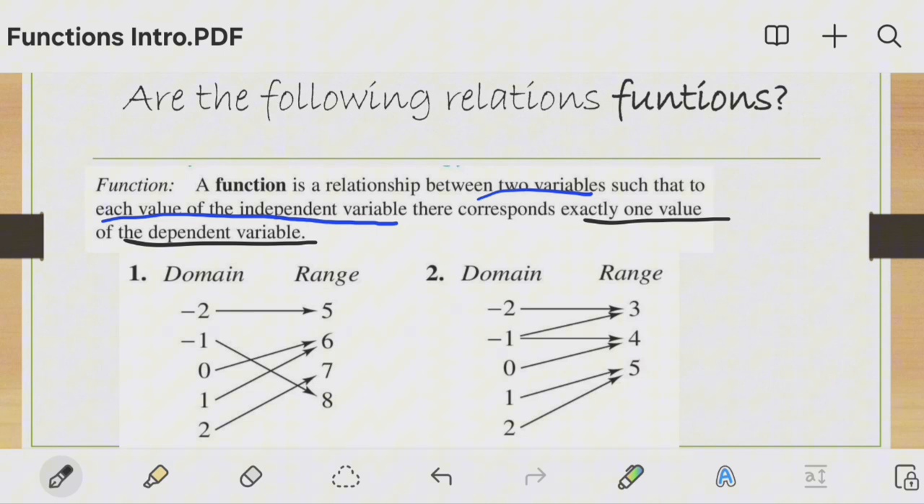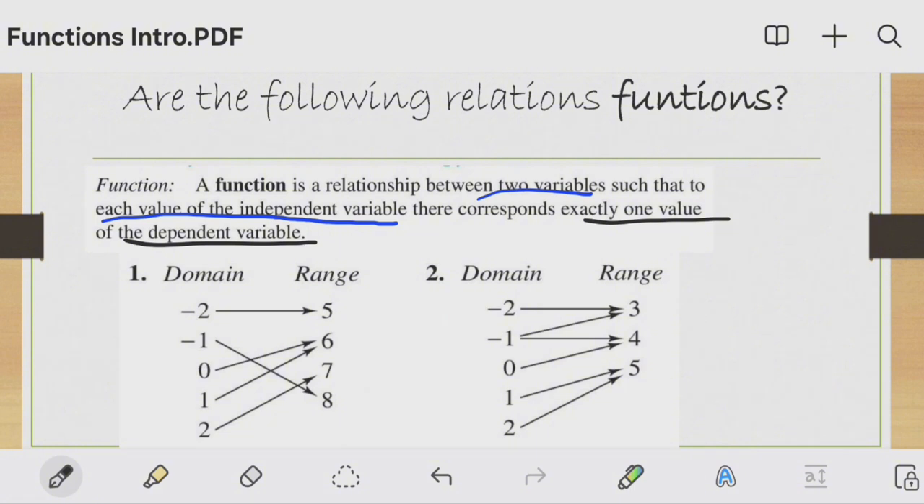So we ask. When you look at the first one, the input -2 gave us one output value, which was 5. The input value -1 gave us 8. 0 gave us 6. 1 gave us 6. 2 gave us 7. So we can see that each input value gave us exactly one value of the dependent variable, or one value of the range, so we say. So that means this one is indeed a function.